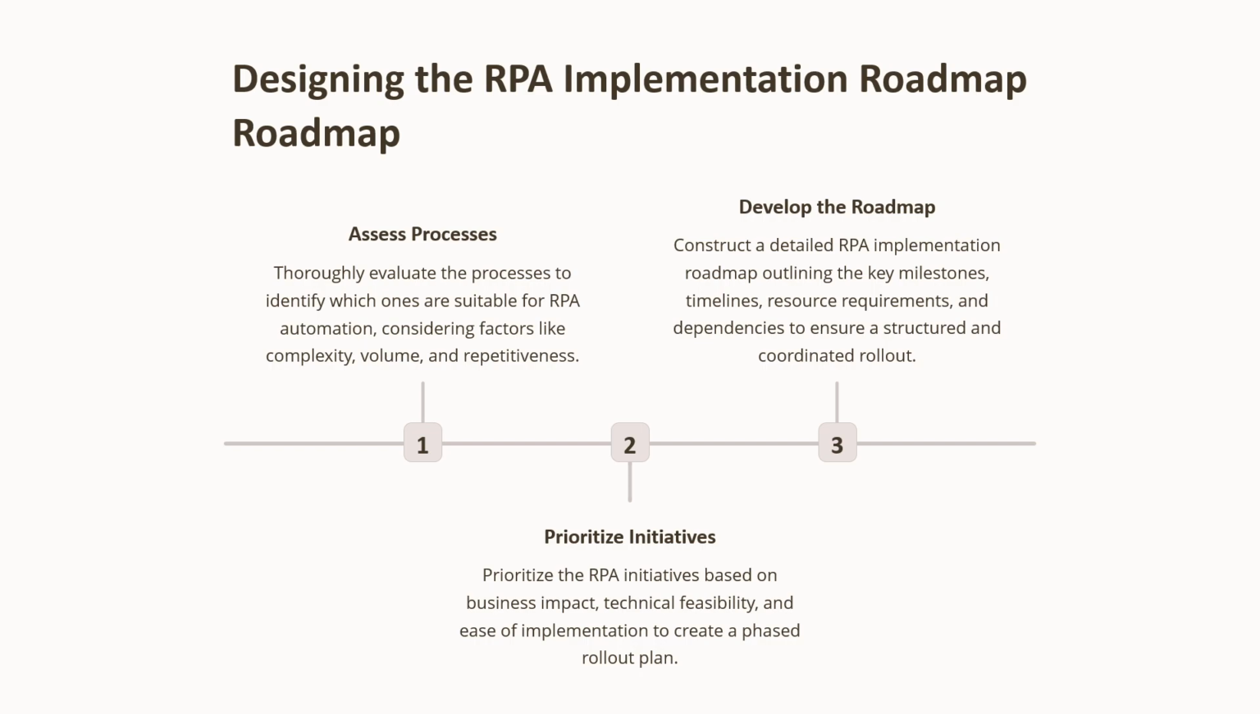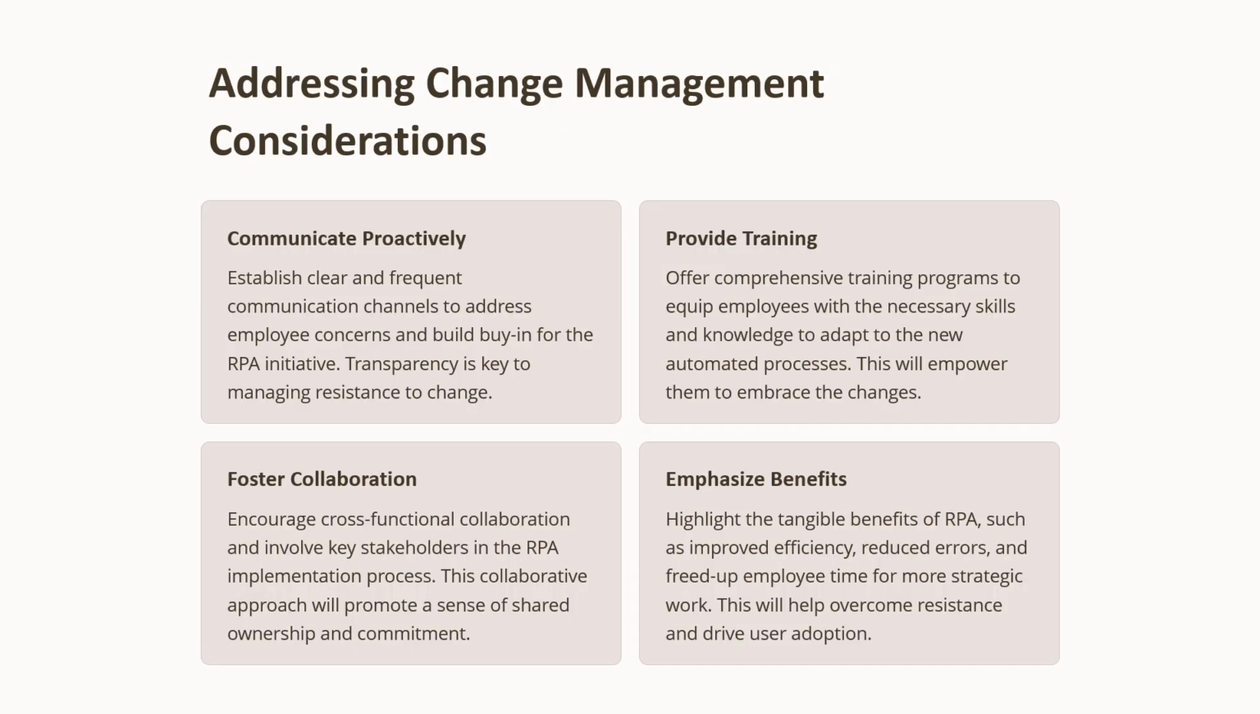Prioritize the RPA initiatives based on business impact, technical feasibility, and ease of implementation to create a phased rollout plan. Third, develop the roadmap. Construct a detailed RPA implementation roadmap, outlining the key milestones, timelines, resource requirements, and dependencies to ensure a structured and coordinated rollout.